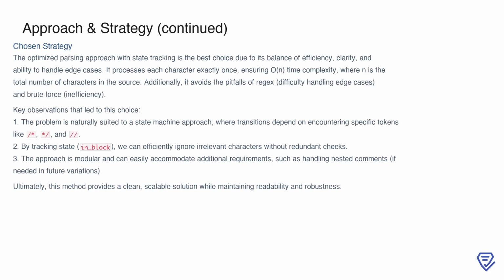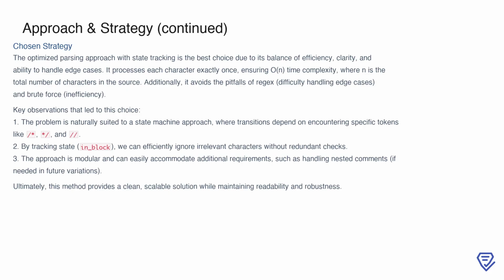The key insight here is that the problem aligns naturally with a state machine approach. By using a Boolean variable to track whether we're inside a multi-line comment block, we can efficiently ignore irrelevant characters and focus on valid code. This method is modular, allowing for easy adjustments if more complex requirements, such as nested comments, arise in the future. Overall, it provides a clean, scalable solution that is both easy to understand and robust enough to handle the nuances of the problem.